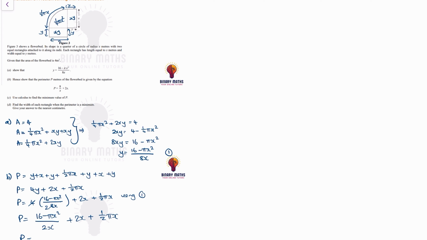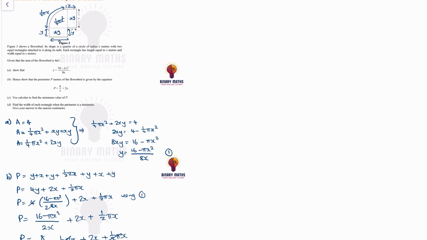16 over 2x is equal to 8 over x. Minus pi x squared over 2x gives me minus a half pi x plus 2x plus a half pi x. So this term and this term cancel out. So perimeter is equal to 8 over x plus 2x, which is what I wanted.